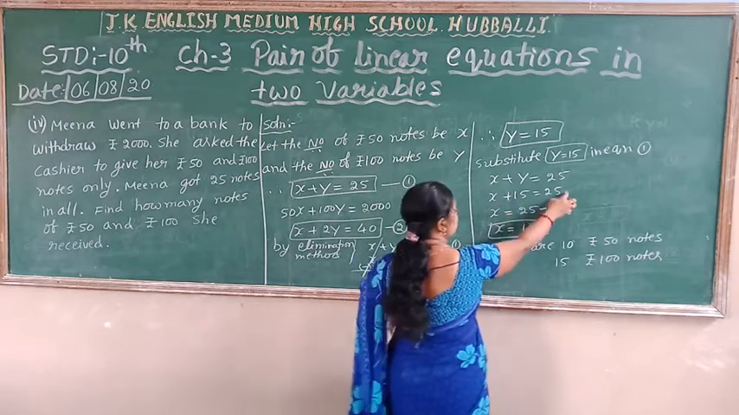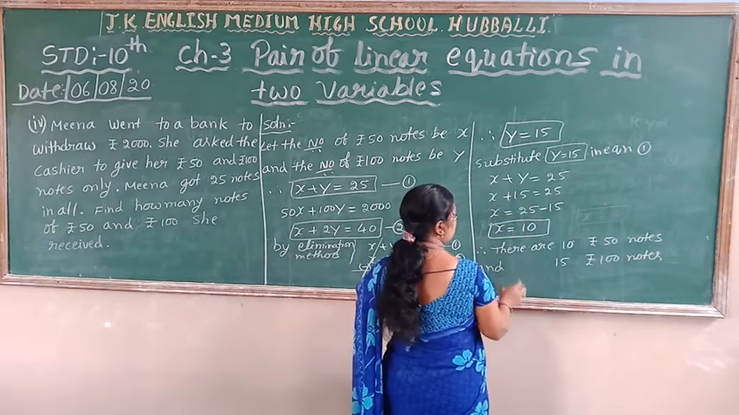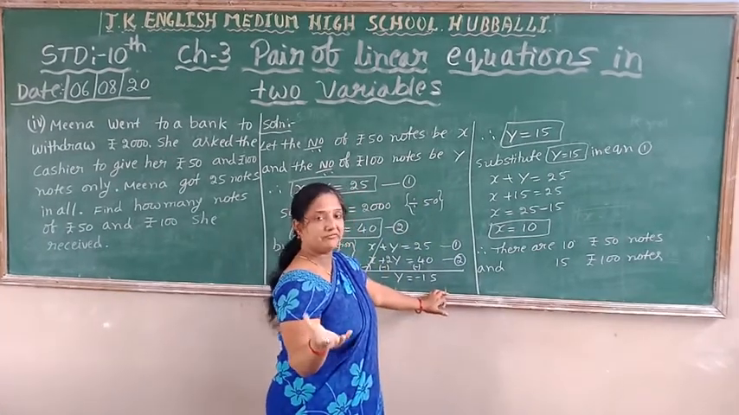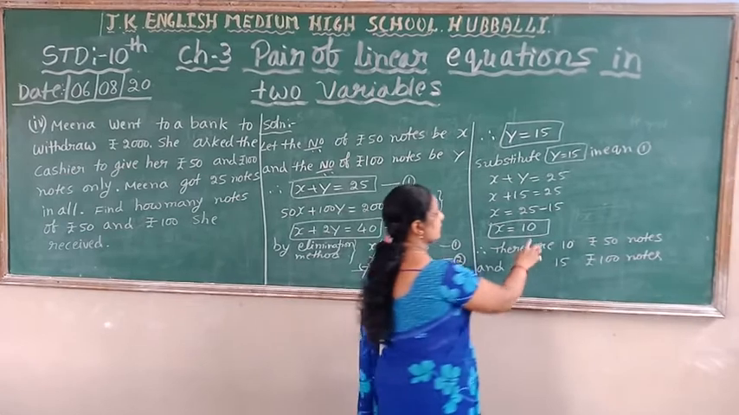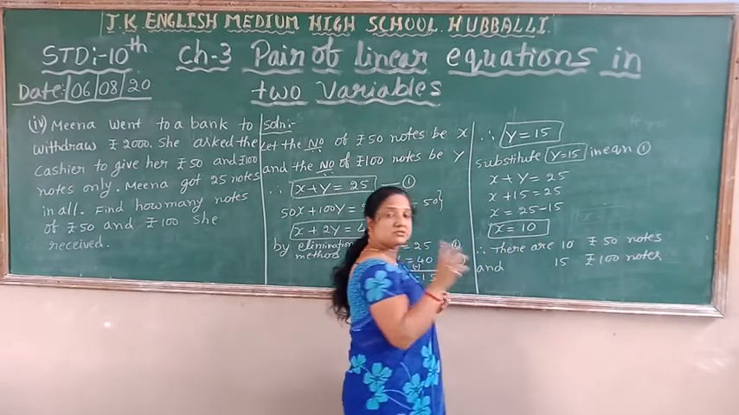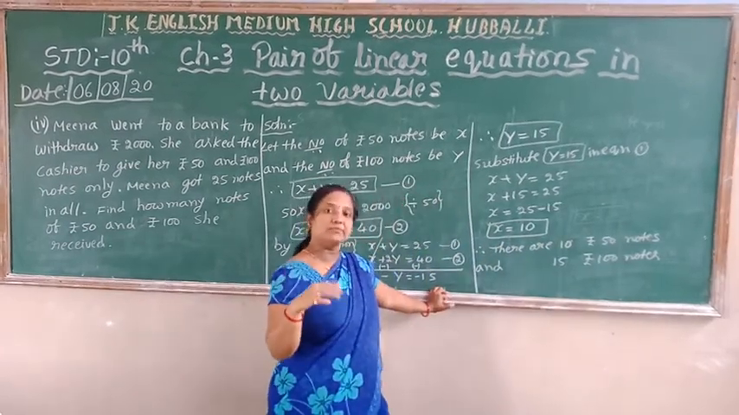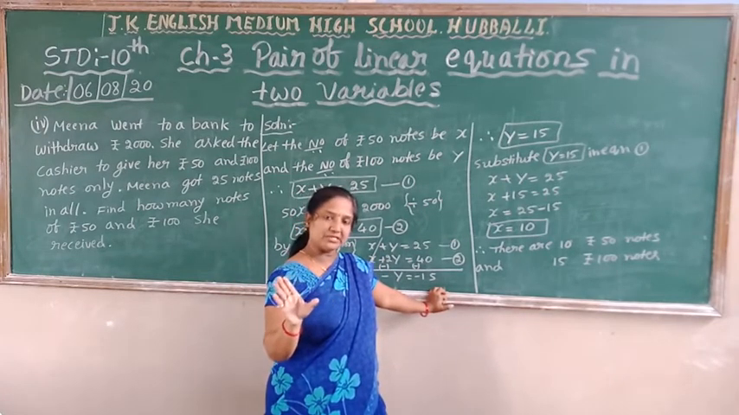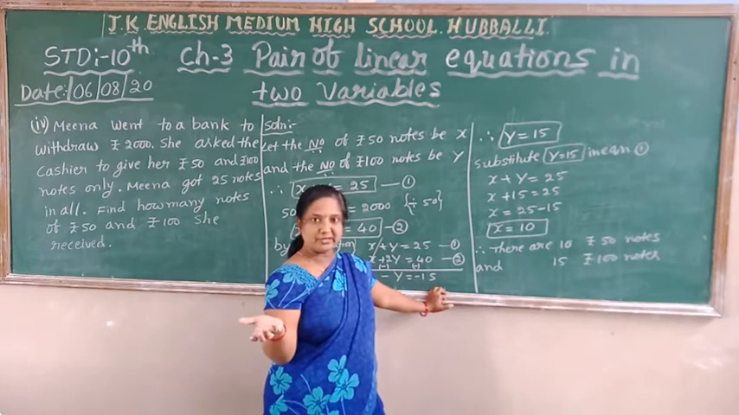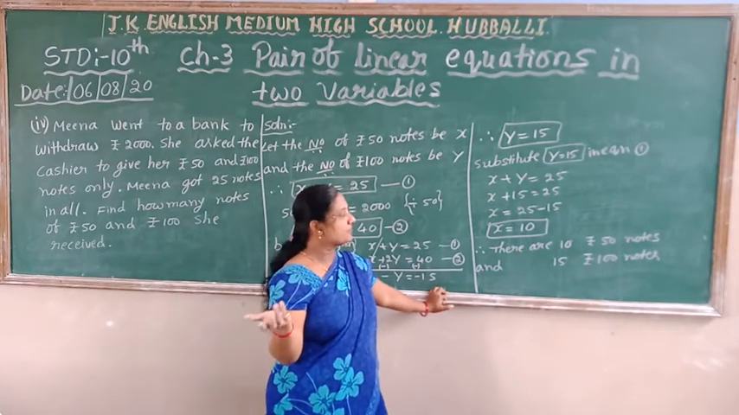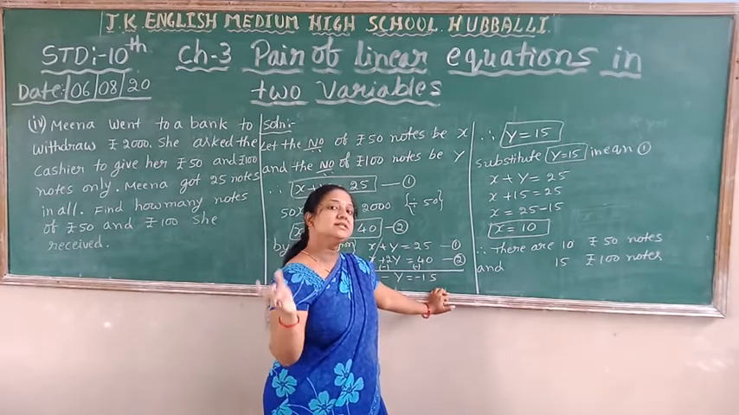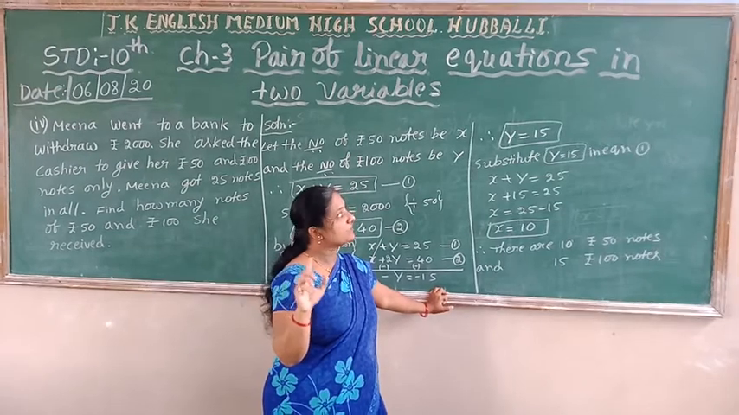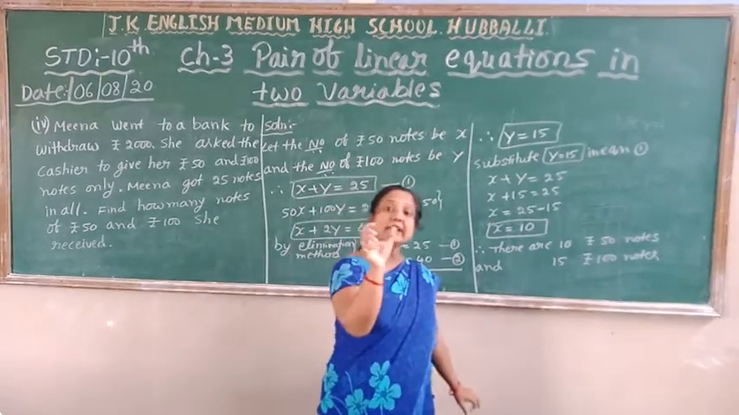Then you take this 15 to this side, and I got the x value as 10. What we kept: let the number of 50 rupee notes be x, so that value is 10. Therefore, observing these two variable values, where x is the number of notes of rupees 50 and y is the number of notes of rupees 100, we got both values. The x value is 10, so there are 10 rupees 50 notes, and the y value is 15, so there are 15 rupees 100 notes.